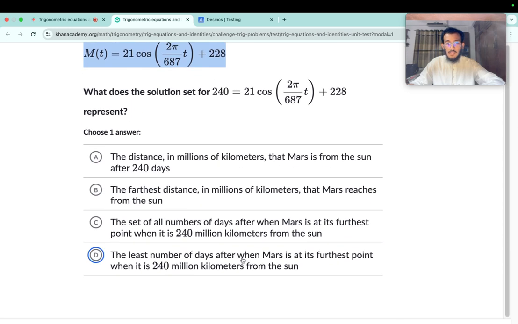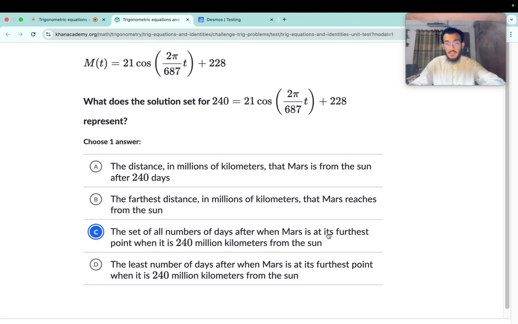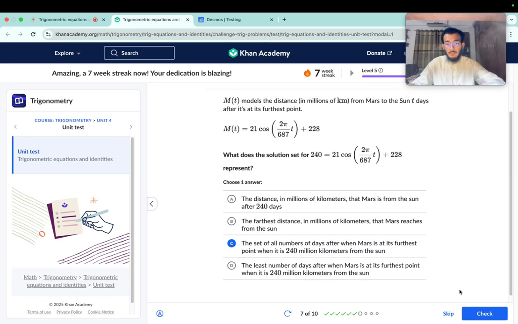The least number of days after when Mars is exactly, this is the least number of days. Or no, because it is t for cos, it is the set of all numbers of days after when Mars is at its furthest point, when it is 240 exactly. This is the answer.